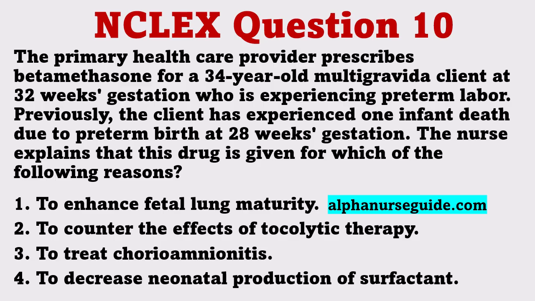The correct answer is 1. Betamethasone therapy is indicated when the fetal lungs are immature. The fetus must be between 28 and 34 weeks gestation, and birth must be delayed for 24 to 48 hours for the drug to achieve a therapeutic effect. Antibiotics would be used to treat chorioamnionitis. Betamethasone is not an antagonist for tocolytic therapy. It increases, not decreases, the production of neonatal surfactant.